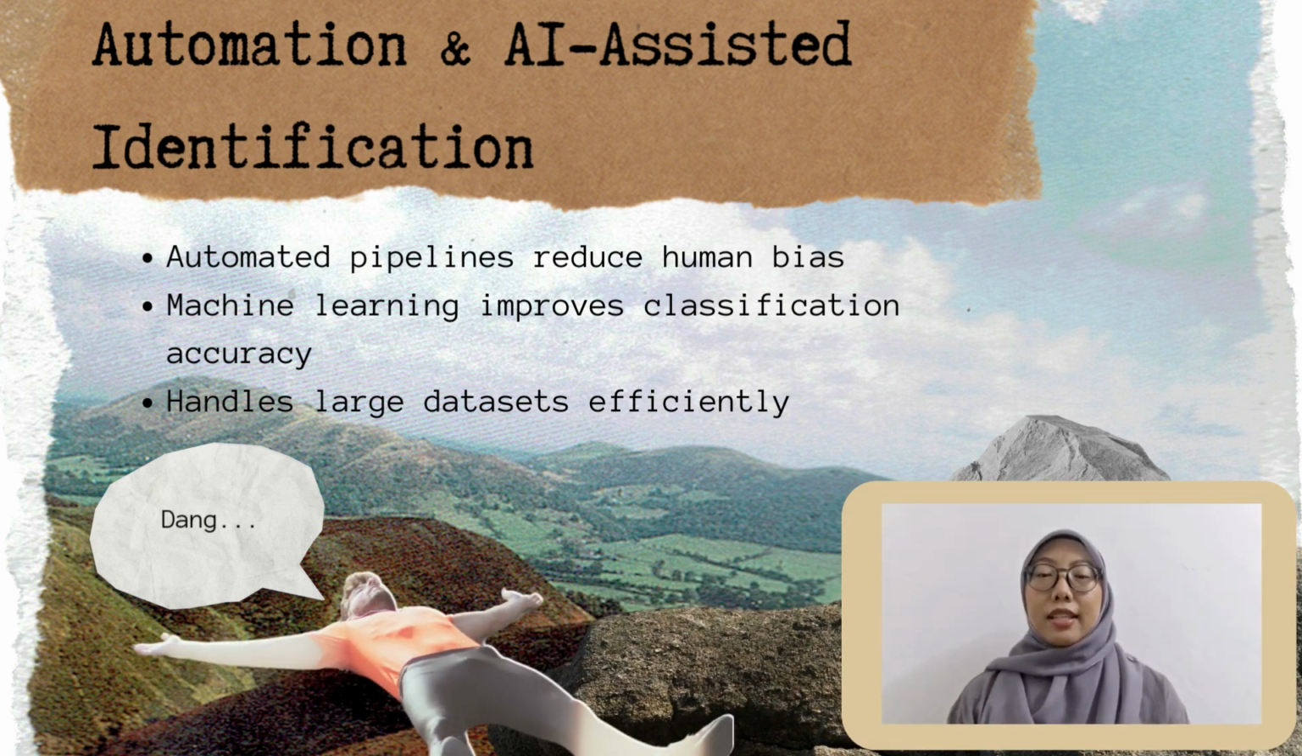Then, recent advances in automation and machine learning help in minimizing subjective interpretation and human error. Studies have shown that AI-assisted analysis improves species discrimination, especially in complex or mixed samples, while it also enables faster and more consistent forensic decision-making.